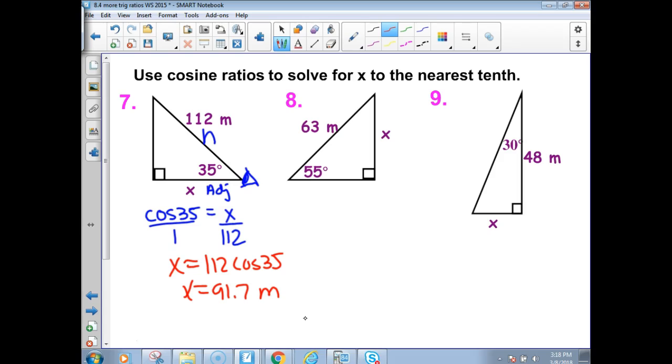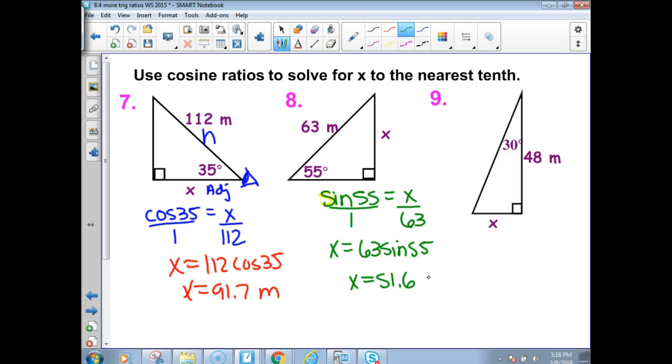Okay, number 8. Lexi? Okay, didn't mean to get a yellow marker, can't see it. Sine 55 equals x over 63. Yes, that would be the correct setup. And then you calculated, did you get the answer? Good, thank you. Sounds reasonable. Are we guys agreeing with the numbers? And you found that at the bottom, right, of the page? Okay.